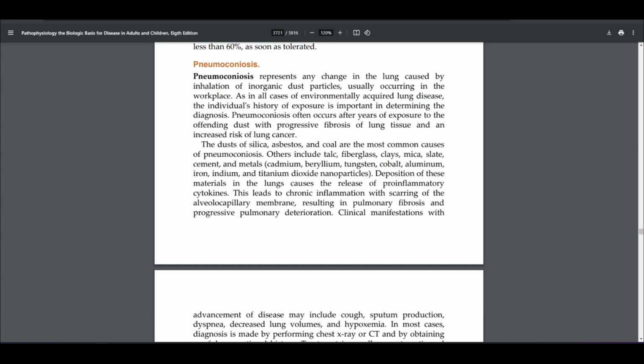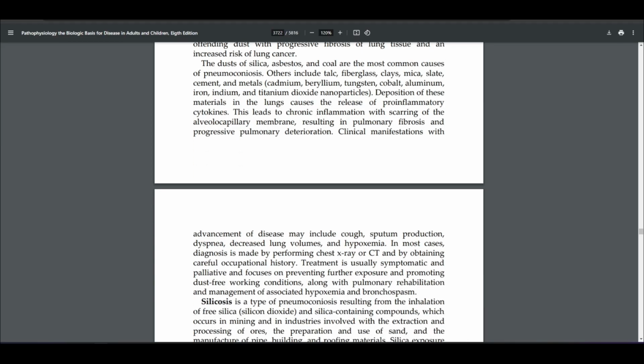Pneumoconiosis represents a change in the lung caused by inhalation of inorganic dust particles, usually occurring in the workplace. As in all cases of environmentally acquired lung disease, the individual's history of exposure is important in determining the diagnosis. Pneumoconiosis often occurs after years of exposure to the offending dust, with progressive fibrosis of lung tissue and increased risk of lung cancer.